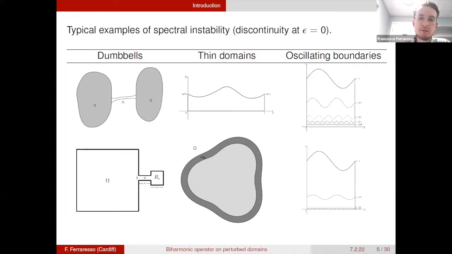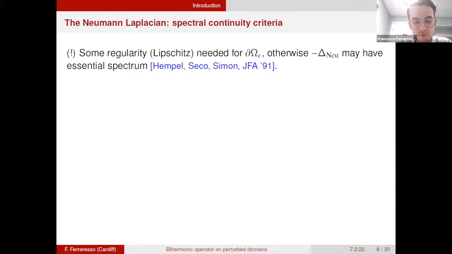So let's see, for example, what happens in the case of the Neumann Laplace operator. First of all, whenever you talk about the Neumann Laplacian, you have to be slightly careful about the regularity of the boundary. Otherwise, the Neumann Laplacian may have essential spectrum. So here I will always assume that we have Lipschitz boundaries, even though I'm not assuming a priori a uniform Lipschitz condition for every epsilon. So in principle, this Lipschitz constant may be different for every epsilon.